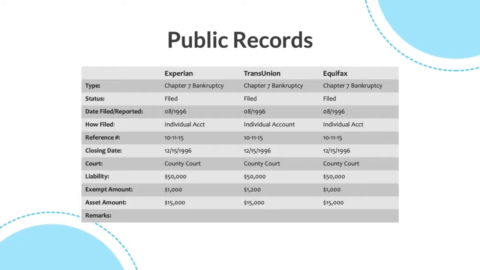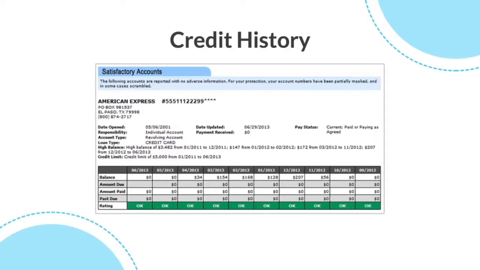All right, here's the big kahuna, credit history. This is where the most egregious inaccuracies usually appear, mainly because this is where all of your accounts, late payments, and collections are listed.